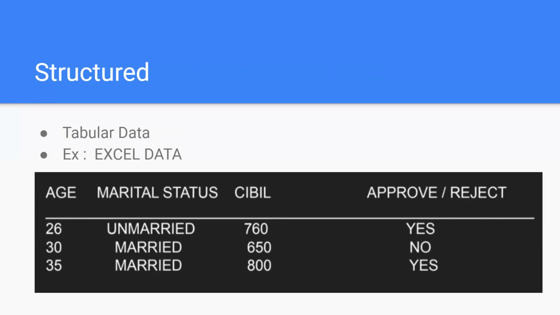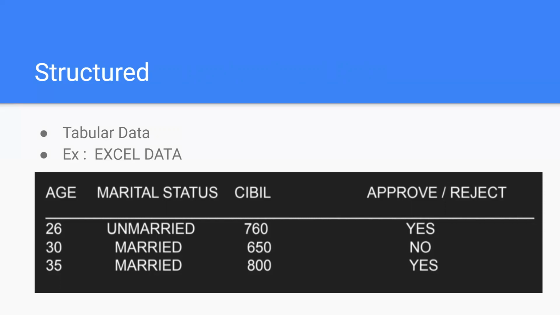Your SQL data as well, right? How is data stored in SQL databases? In rows and columns, right? Yes. So this type of data is called structured data.